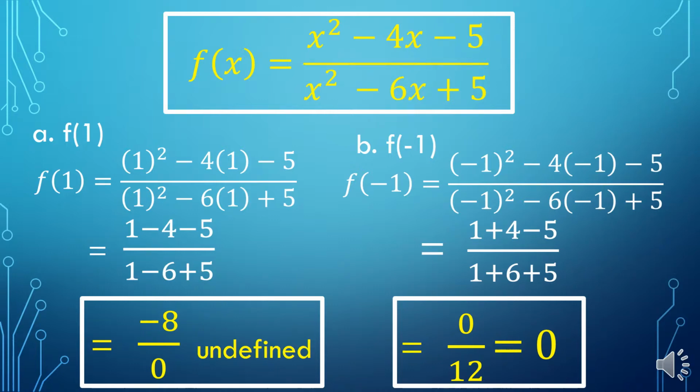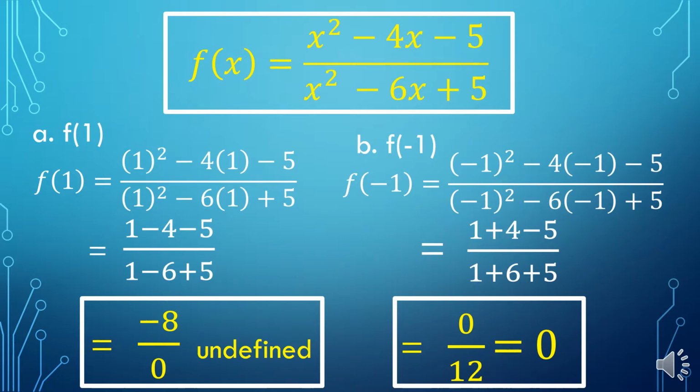Next, letter B. Substitute the value of x, which is negative 1. f of negative 1 is equal to negative 1 to the power of 2 minus 4 times negative 1 minus 5 divided by negative 1 to the power of 2 minus 6 times negative 1 plus 5. Negative 1 to the power of 2 is equal to 1. Negative 4 times negative 1 is equal to positive 4.